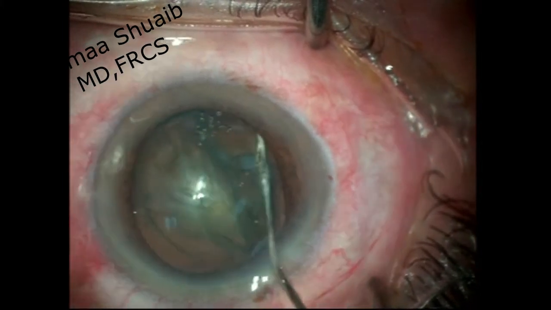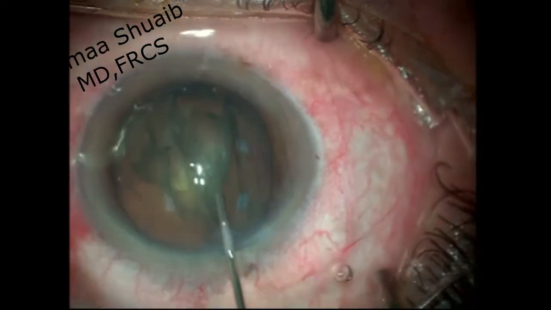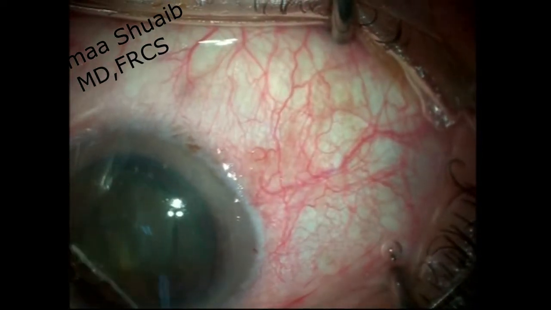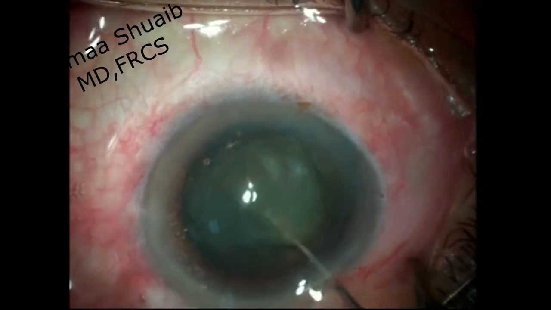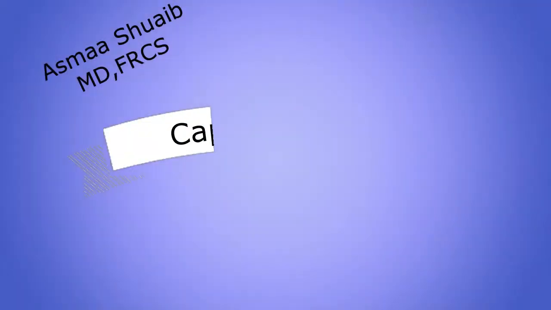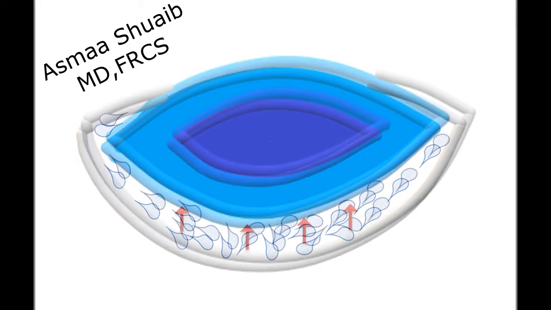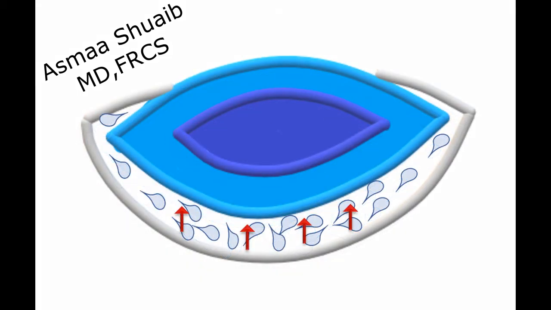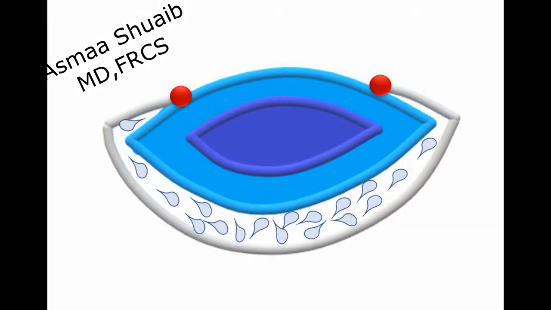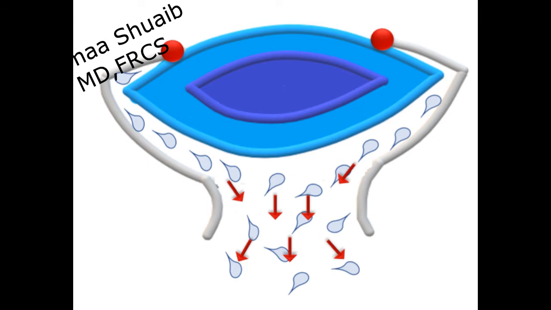While doing the hydrodissection, and especially at different points, make gentle pressure on the surface of the lens nucleus in order to prevent accumulation of fluid behind and so prevent capsular block. But what is a capsular block? It is accumulation of fluid behind the nucleus, which pushes the nucleus forwards and leads to blockage of the capsular bag, and so the accumulated fluid will escape from the posterior capsule after perforating it.